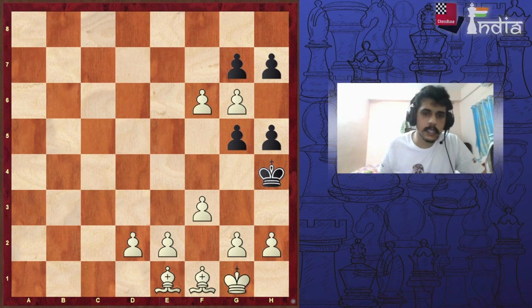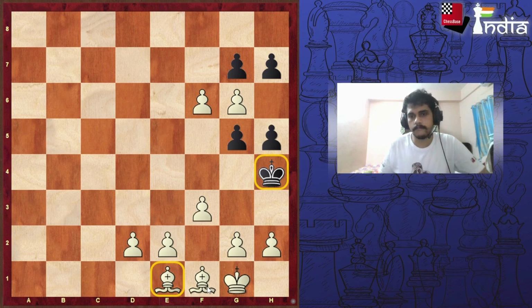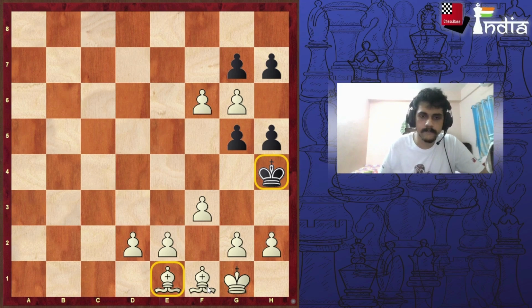Now, of course, you can see that the black king on h4 is checkmated by this bishop on e1. So there is no doubt that the last move was played by white. But what was this move? Of course, you cannot take back this move, this pawn from f3 to f2.